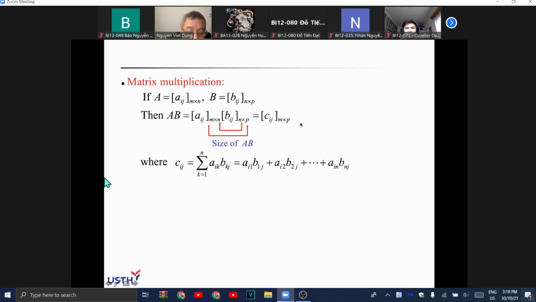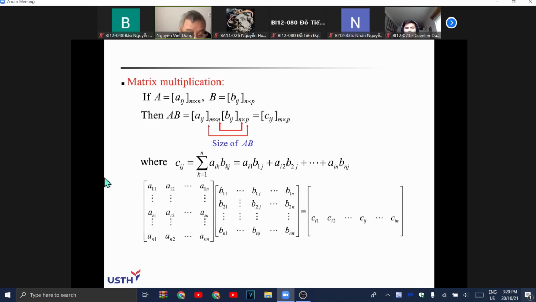But that is still easy to imagine. But what is Cij? If you look at the complicated formula like that, it's very difficult to remember. However, if you draw it in a picture, not like in a mathematical formula, it is easier for you to remember. Now, Cij, that is what you need to find here.